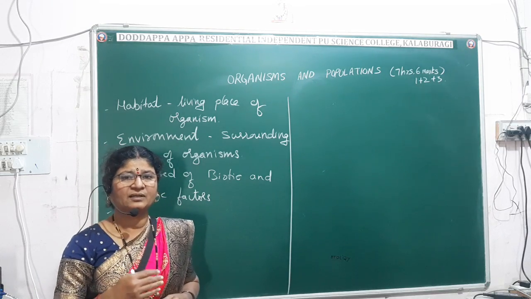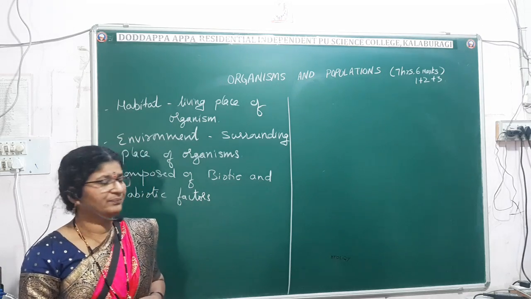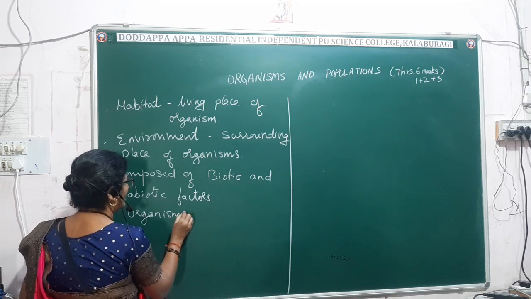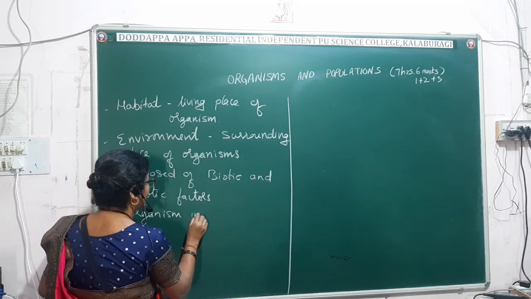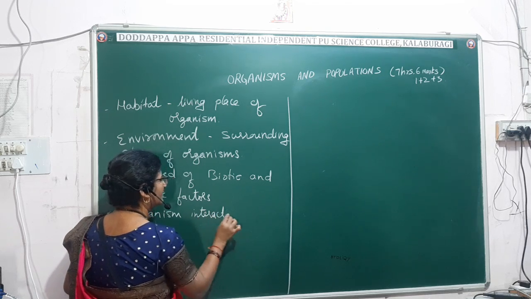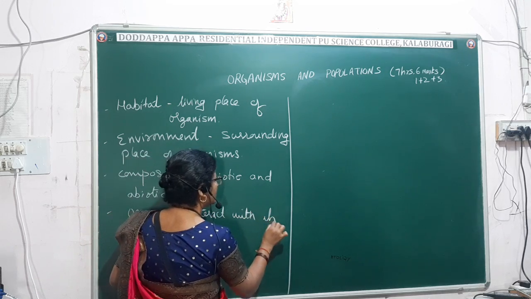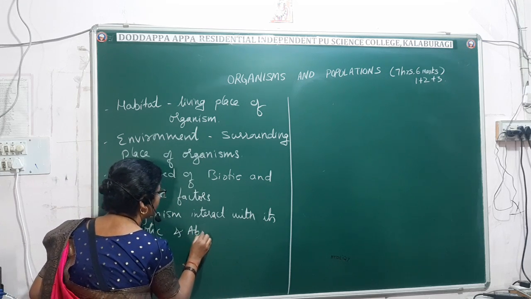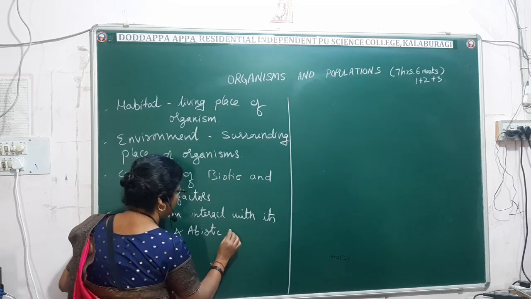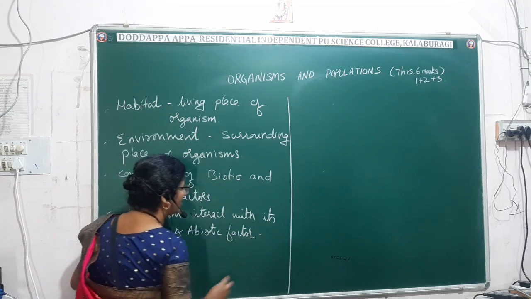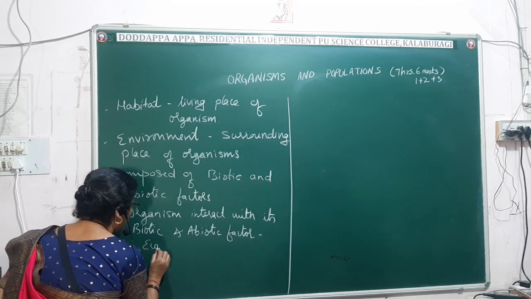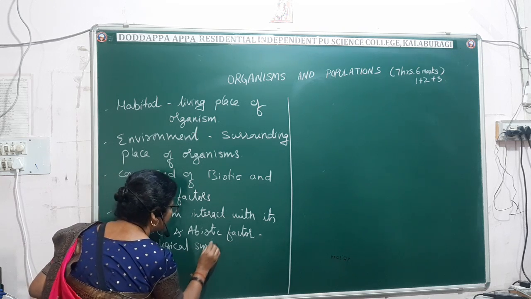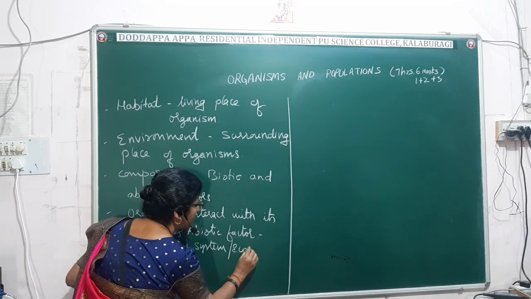This system is called ecosystem or ecological system. So organisms will interact with their biotic and abiotic factors, and this particular system is called the ecological system or ecosystem.